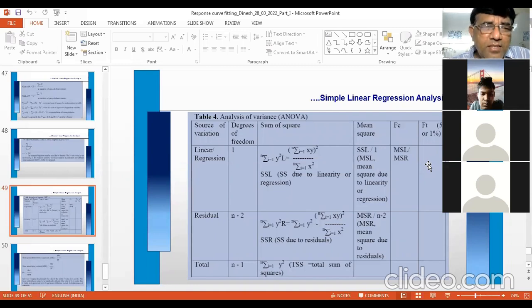Now my question is, in the F ratio, you get 2 degrees of freedom. One is 1, the other is n minus 2. So which one is vertical and which one is horizontal? When you see the F table, which one will you see first, 1 or n minus 2, and to which direction do these values mean?